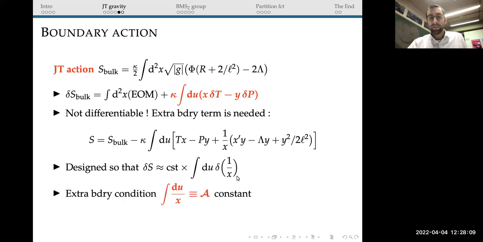So what this suggests is that you can now impose an extra boundary condition saying that the integral of 1 over x is some constant. And again, this is a constraint you can impose both in the Lorentzian theory and in the Euclidean theory by just Wick rotating the field x according to its conformal weight. And then if you do this, so from now on we impose that this is true off shell, then in fact this variation becomes zero on shell. So we really find now a differentiable action. And so in what follows, I'm going to use this as my boundary action for the theory.